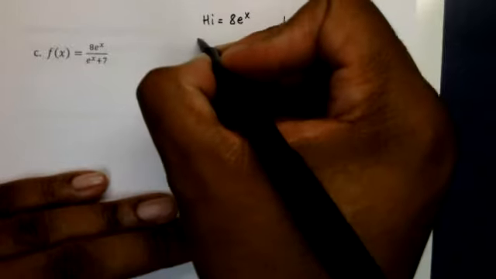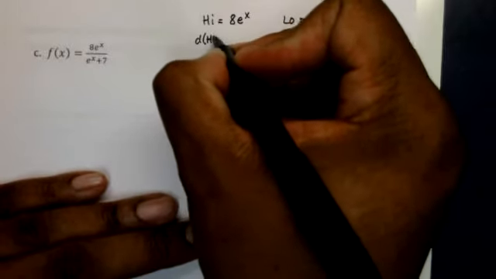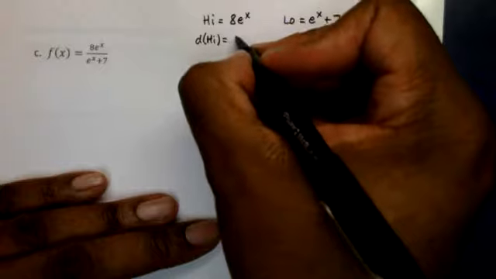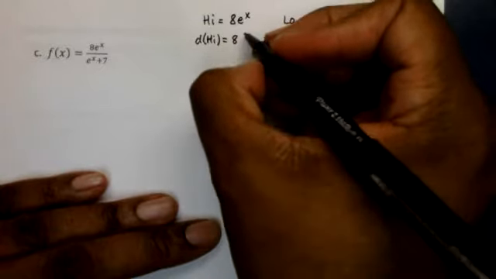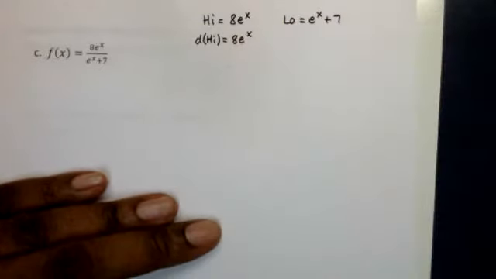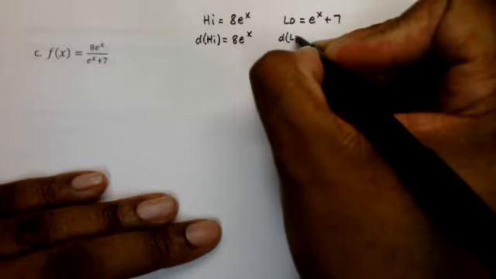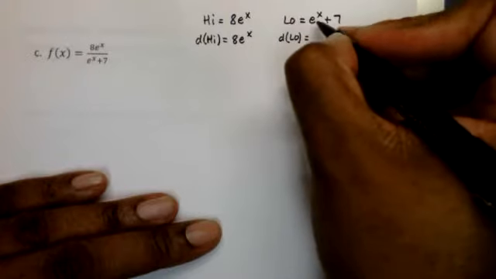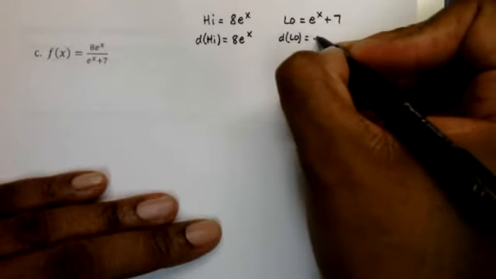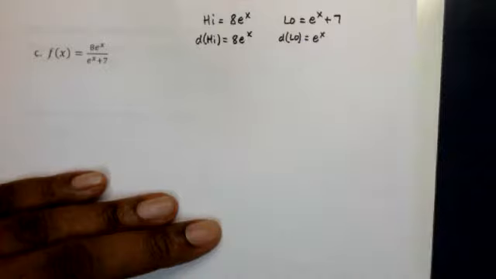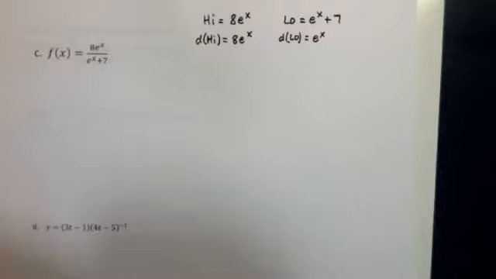So now let's find d high, the derivative of the high. That's going to be easy. So here I can bring down the 8. The derivative of e to the x is e to the x. So the derivative of the high will be 8e to the x. The derivative of the low, that's also easy. For e to the x, its derivative is e to the x. The derivative of the constant plus 7 will be 0. So I have the high and the low, also d high and the d low.